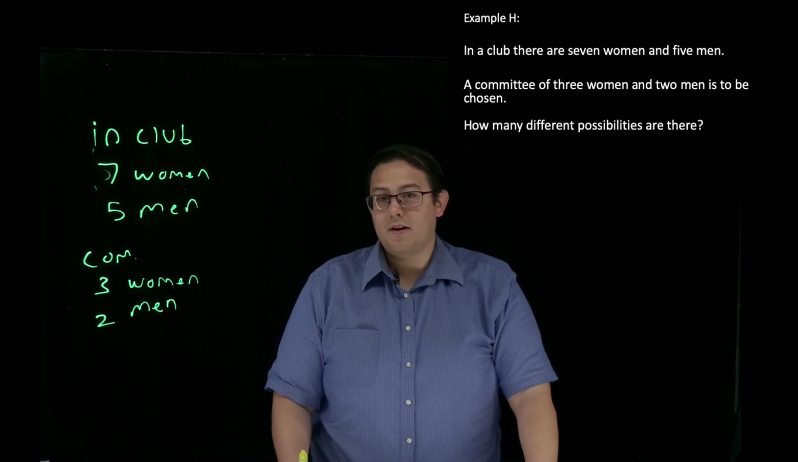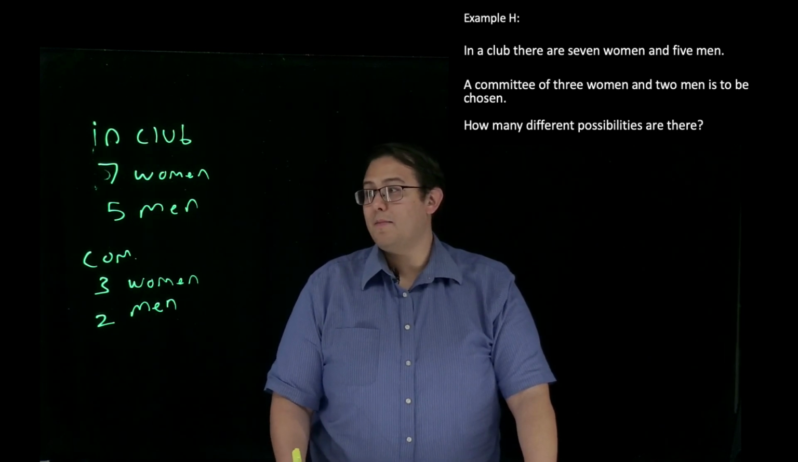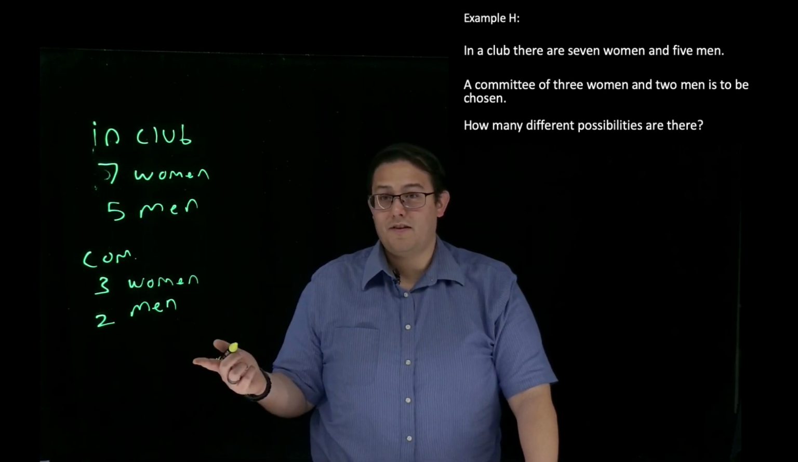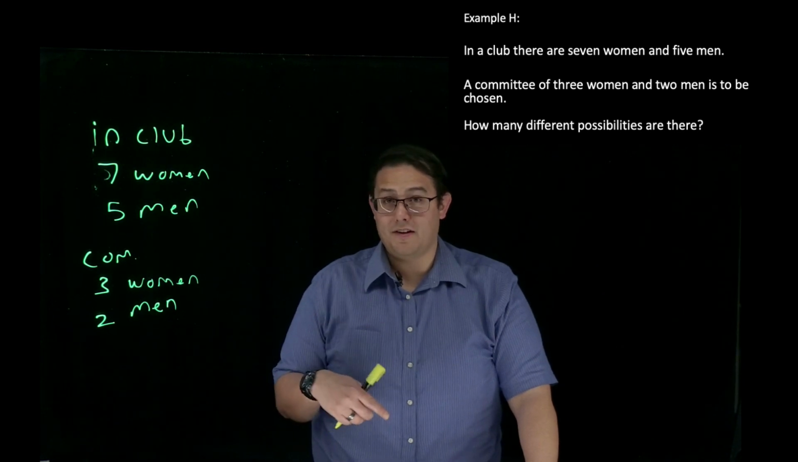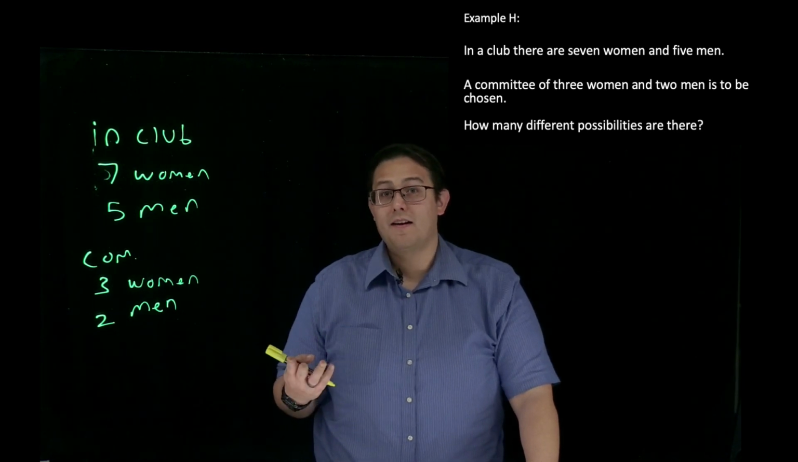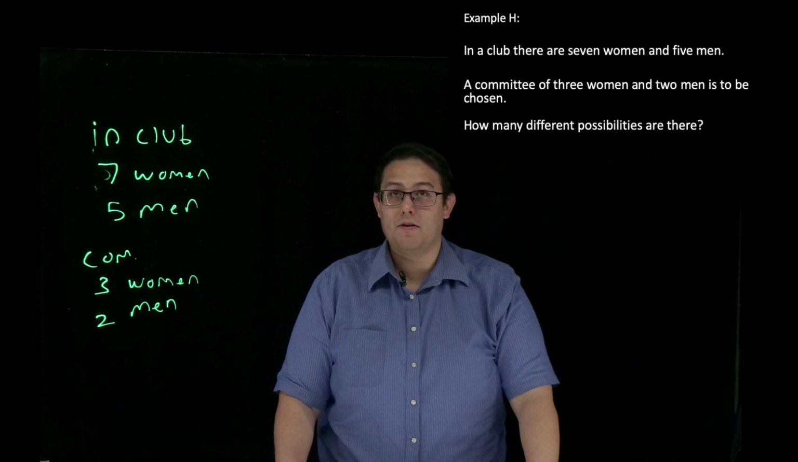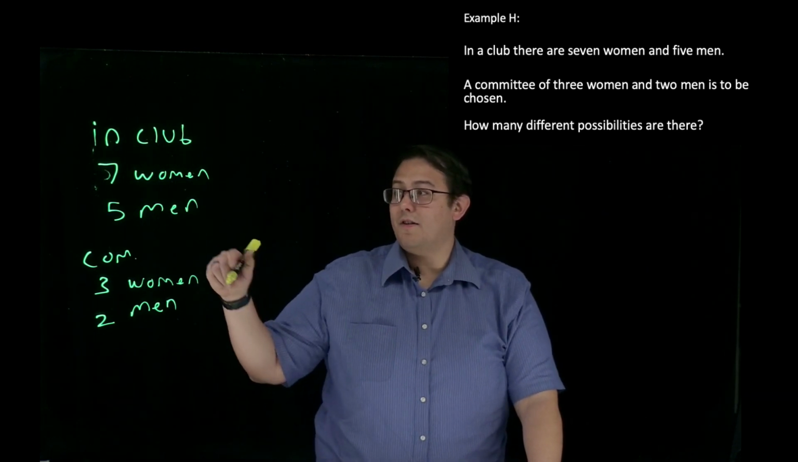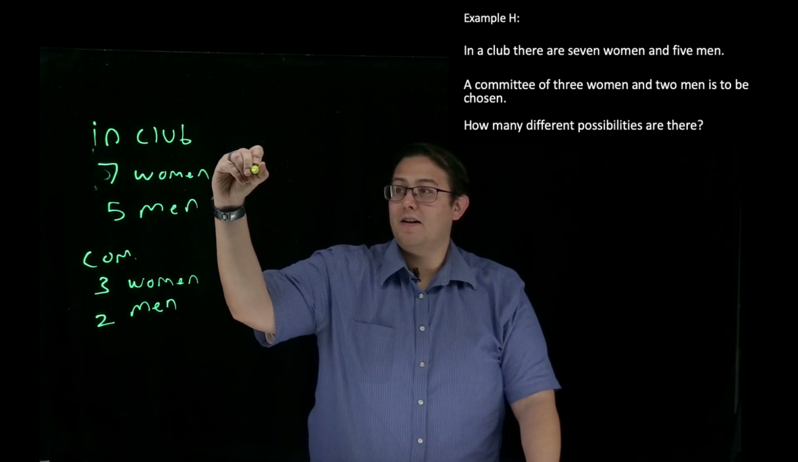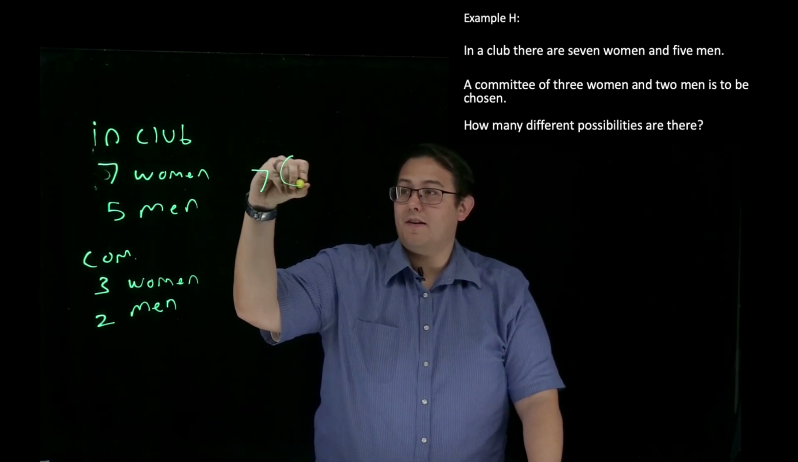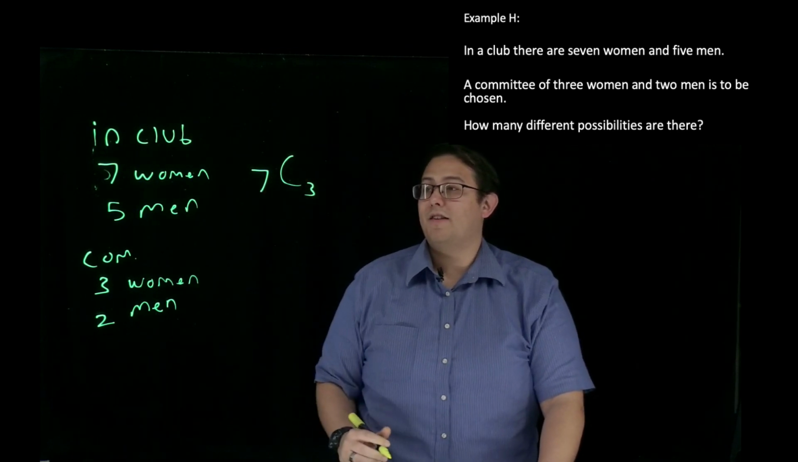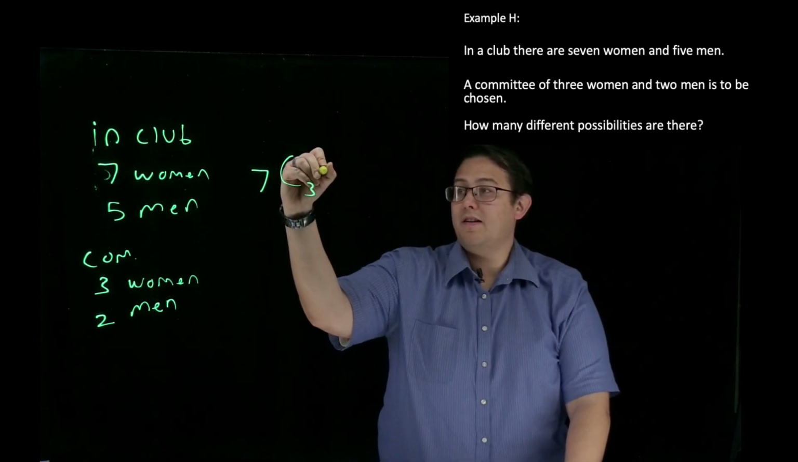And we're going to use combinations because it doesn't matter the order that you choose the people to be on the committee. Whoever is chosen first, or if you're chosen last on the committee, it doesn't matter, you're still on the committee. So we'll be using combinations and not permutations. So for the women, we have 7 women to choose from, and we're going to choose 3 of them. So we have 7C3.